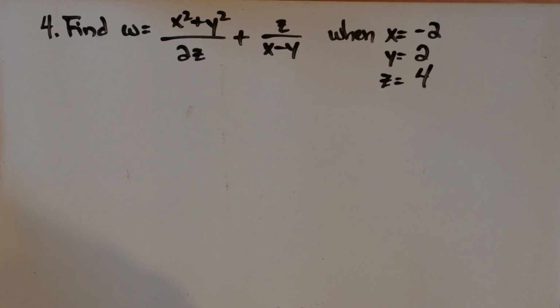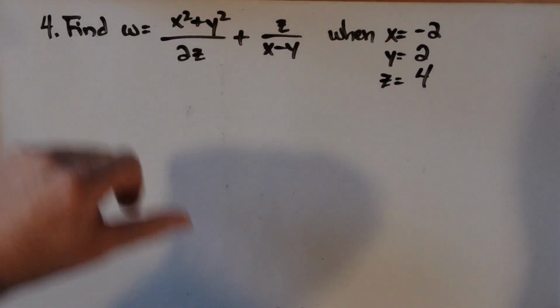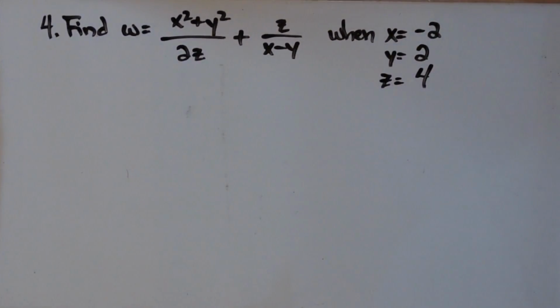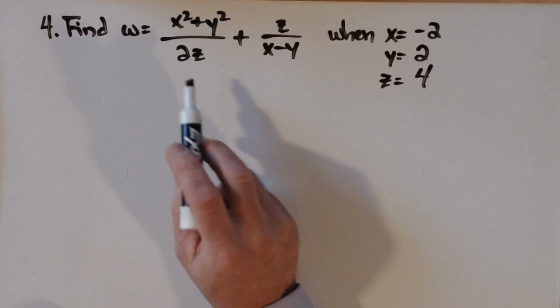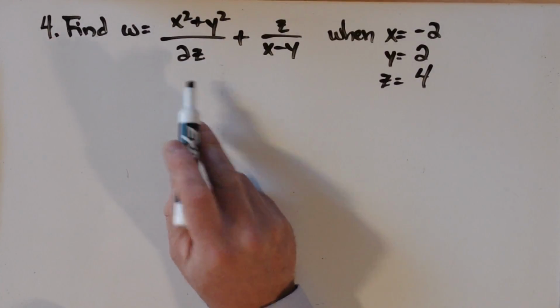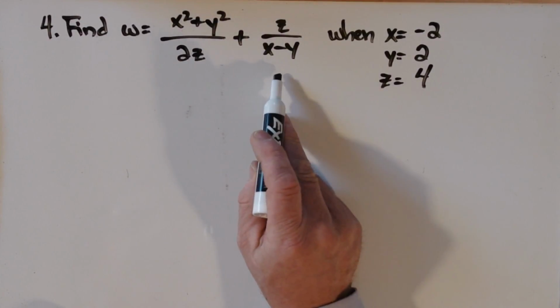This is problem number 4 in our first set of algebraic expressions. Here, we're trying to find w when w is equal to the quantity x squared plus y squared divided by 2z plus z divided by the quantity x minus y when x is equal to minus 2, y is equal to 2, and z is equal to 4.